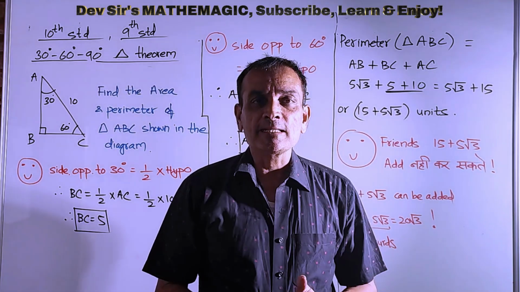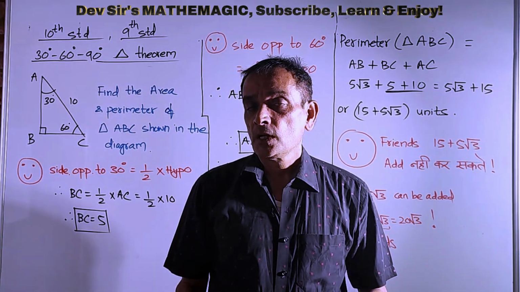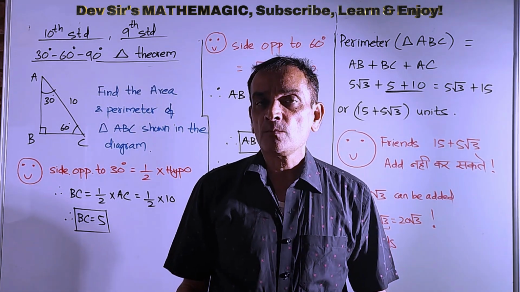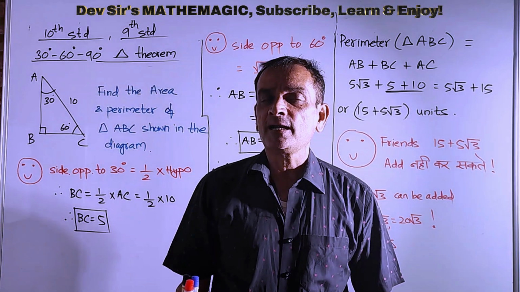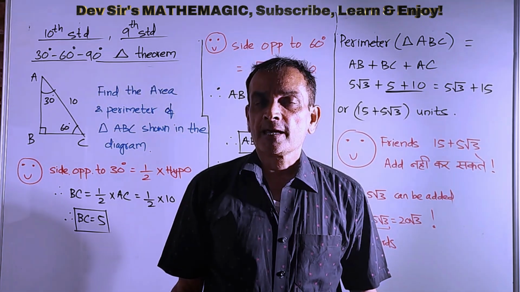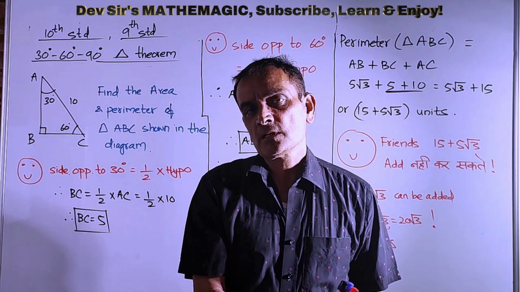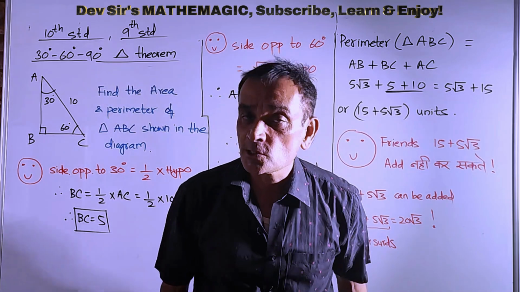Today I am going to take 10th standard. 10th standard का कौन सा theorem? 30, 60, 90 triangle theorem and 45, 45, 90 triangle theorem. Important theorems. They can be asked individually or along with some other problems. We can apply those in some other sums also.